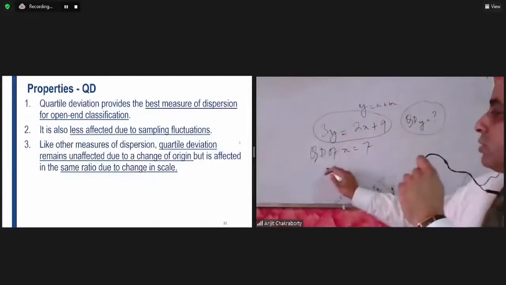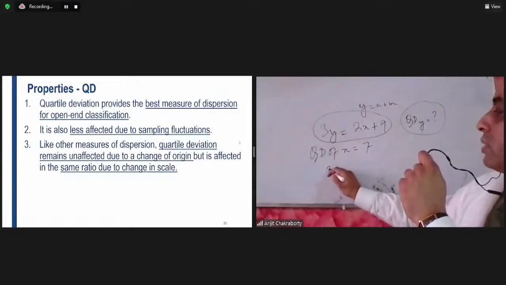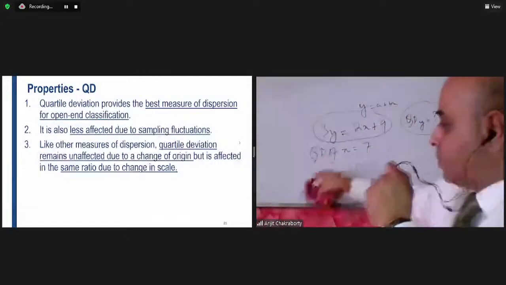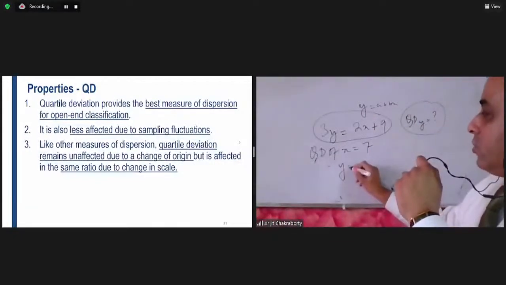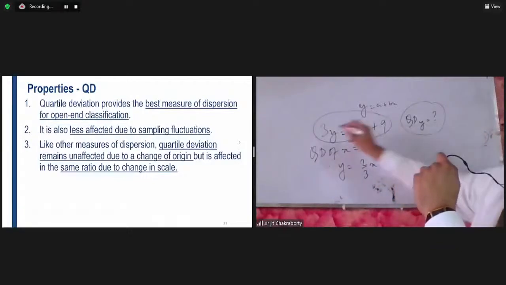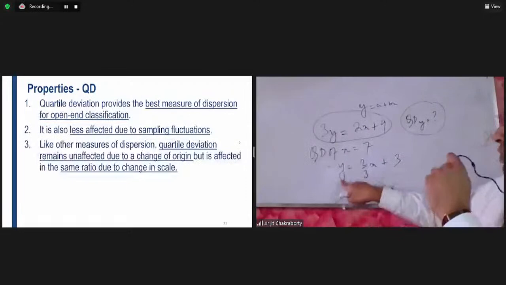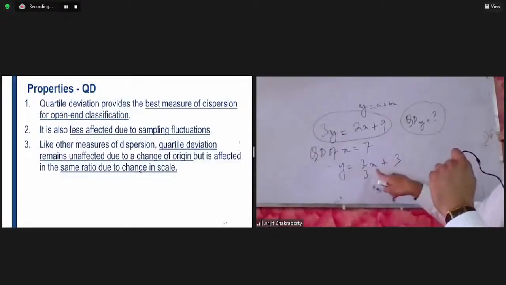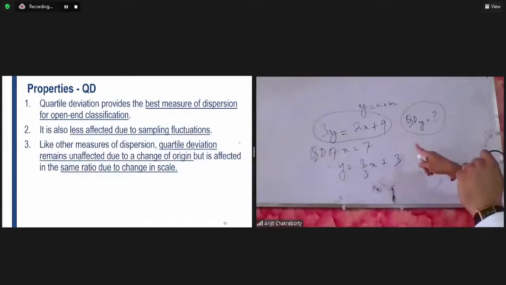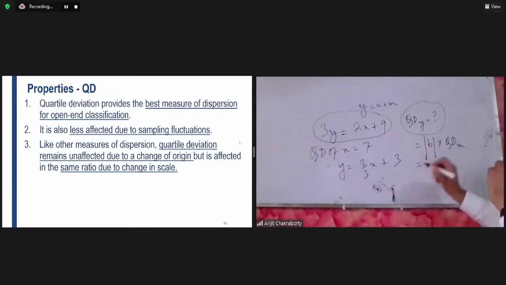So this becomes 3y. If I just take y here, how will it look? y equal to 2 by 3 x plus 9 by 3, that is 3. So now it is basically y equal to a plus bx, where b is 2 by 3. In this type of problem, we have to use the formula QD y is equal to mod b into the quartile deviation of x.